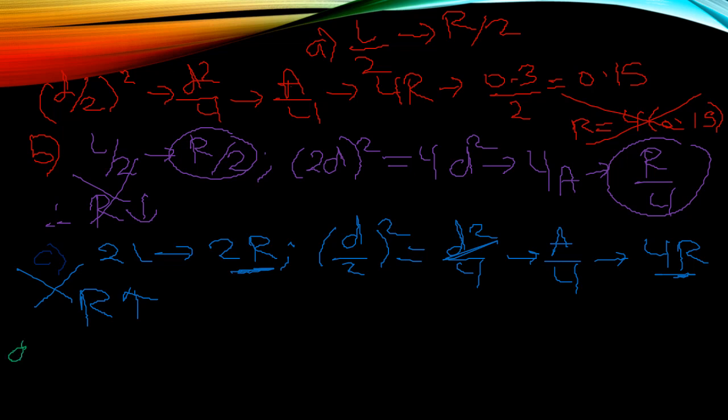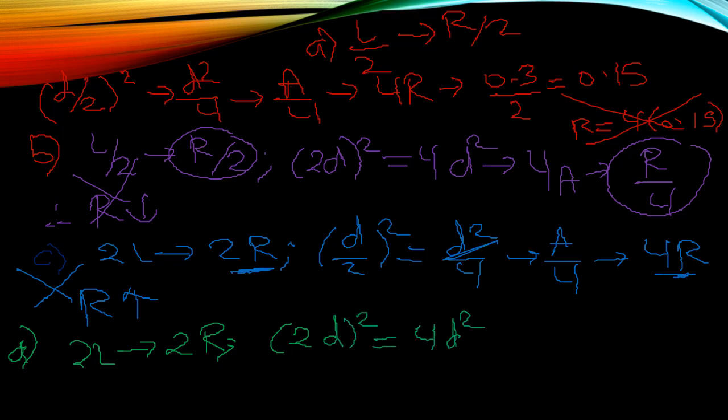Let's have a look at option D. So now my length has been increased by 2. So very good. My resistance will be increased by 2. And then my diameter has also doubled. So that means that I get 4d squared, which means I have 4 times the area, and that actually means that my resistance will be divided by 4.